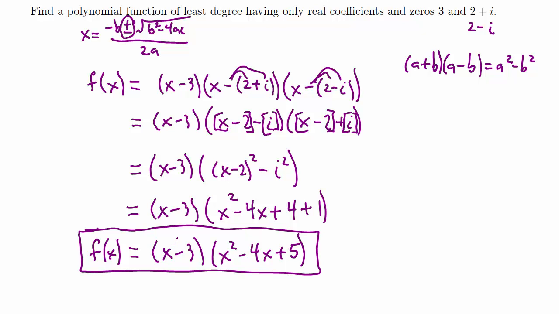Now notice that this is a degree 1 times a degree 2. When you multiply those out, you're going to get a degree 3. And this makes sense because I had 3 zeros here: 3, 2 plus i, and 2 minus i.